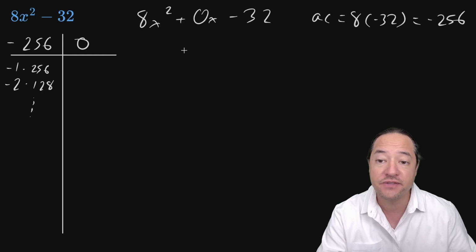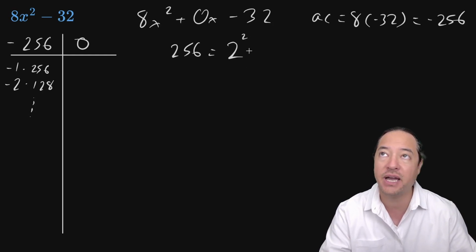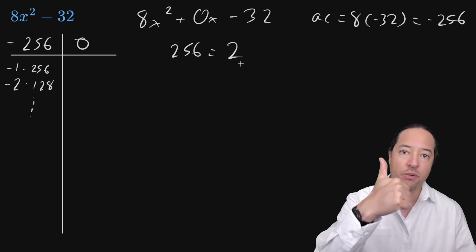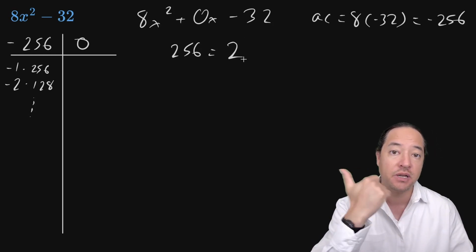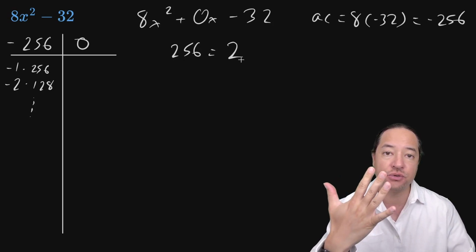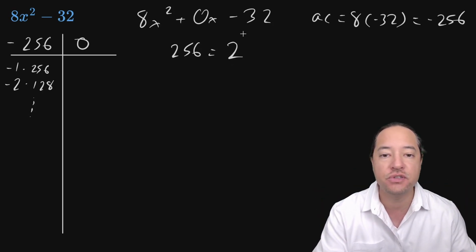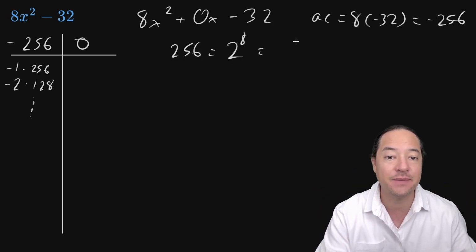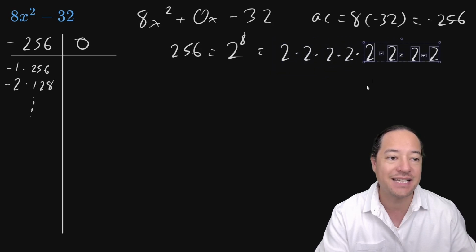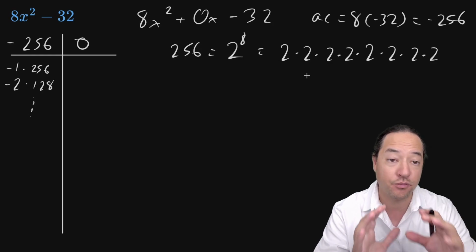And I know that 256 is actually a power of 2. It's 2 to the power of something here. Let's see what it is. So we got 2 to the first power is 2, then 4, 8, 16, 32, 64, 128, 256. Okay, so this is 2 to the power of 8. Okay, so that's the same as 2 times 2 times 2 times 2 times 4 more 2's. Okay, so this is a lot of 2's. That's what 256 is equal to. We've gotten it here in a prime factorization.